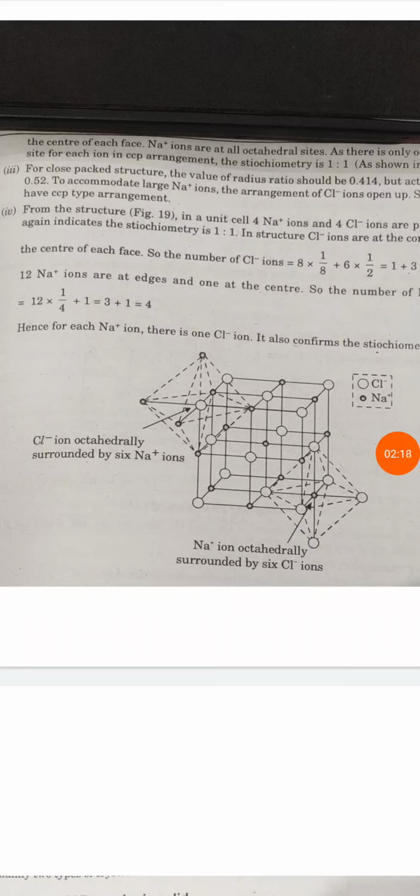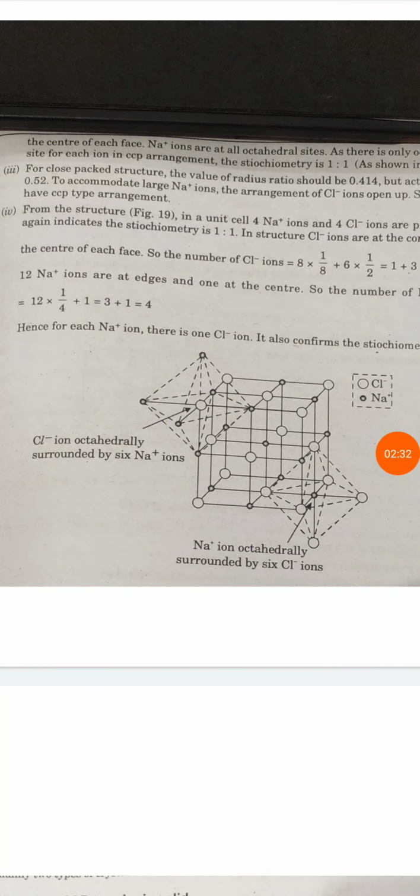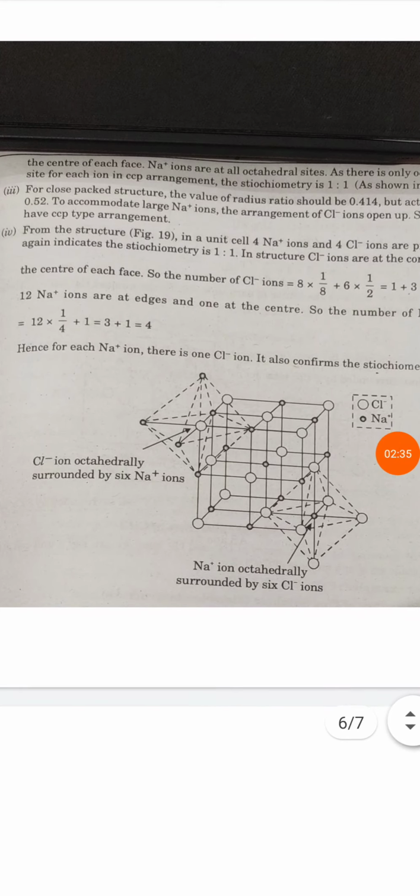As there is only one octahedral site for each ion in CCP arrangement, therefore, the stoichiometry is 1:1.